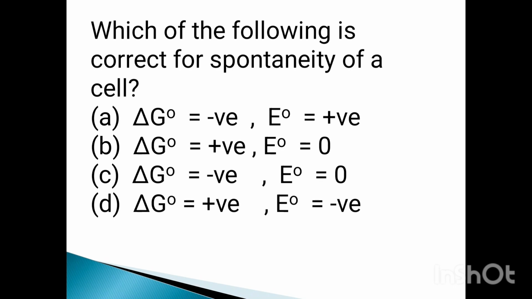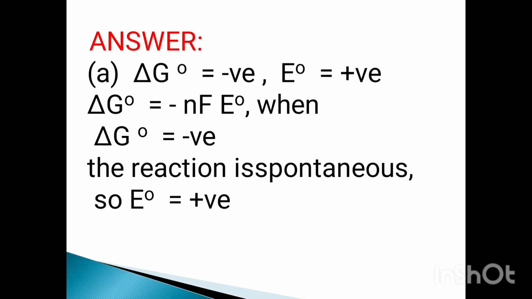So here for spontaneity we already know delta G naught must be negative. We know the formula delta G naught is equal to minus nFE naught cell. So if E naught cell is positive, then only delta G naught will come out negative. So here answer A is the correct answer, that is delta G naught is negative and E naught is positive.